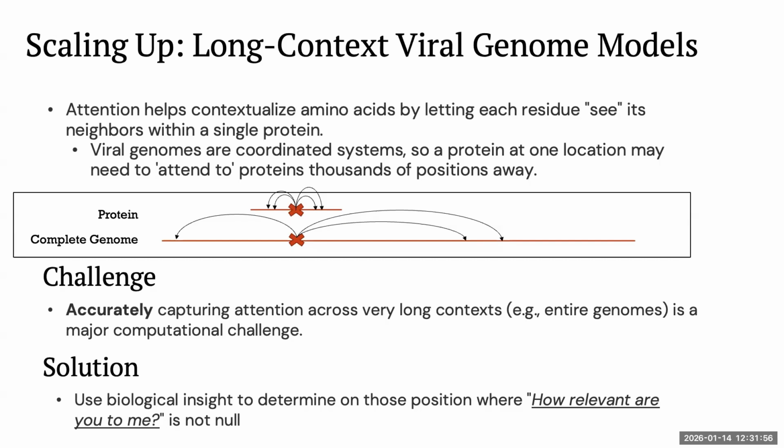And this is really the crux of what is making these models really good, is this concept of attention. But aren't we sort of shortchanging ourselves by looking at just one protein at a time? The reason is that viral genomes, they're not just a bag of proteins, they're coordinated systems. So a protein at one location may need to attend to a protein thousands of positions away, right? What actually is important is another cysteine that's located here that allows the structure of this complex. Imagine a cysteine that's binding a zinc finger, and the whole thing has to fit together properly, right?